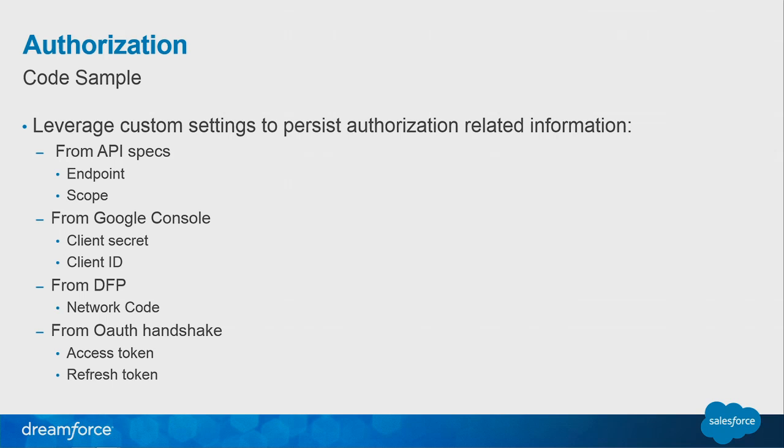From Google Console, which was kind of the overarching place where all of your integrations reside, you have the client secret and the client ID, which is specific to your application that you just created. As Ami had shown you, he created that new DFP integration. That created a client secret and a client ID. These are long alphanumeric strings that we're going to pass back with our request to get the token in a later step. The DFP itself has a network code that's static, so we just pull that and put that in a custom setting as well. And lastly, in the last step of the OAuth handshake, we're going to get the access token and the refresh token, and that's going to be the heart of our future callouts.